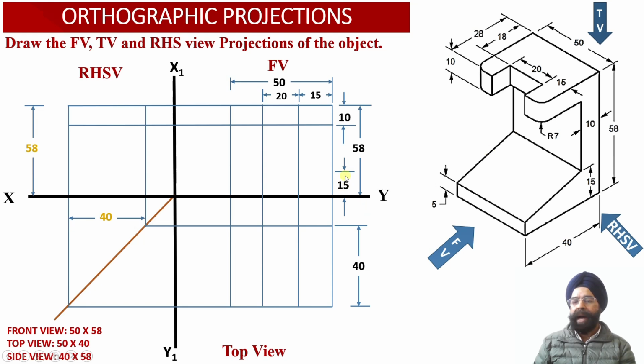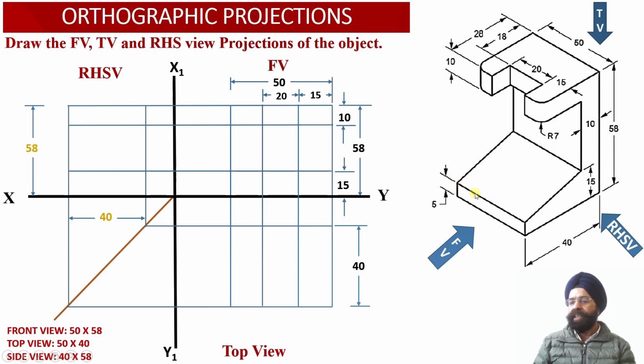So now we have marked this distance of 15 millimeter above the ground, and corresponding to this distance of 15 millimeter above the ground, again we have drawn a horizontal projector line into the front view projections, and we have extended this horizontal projector line into the right hand side view projections. So through this projector line, we will be able to visualize this edge of the solid in the front view projection.